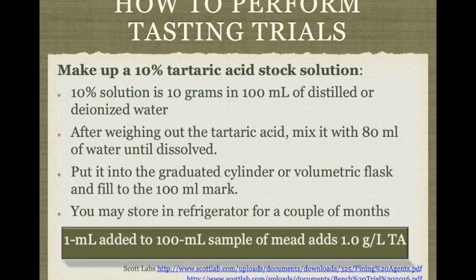And the reason why I love using a tartaric acid solution that's 10% is the math is very easy. If you pull a 100 milliliter sample of mead and add 1 milliliter of your 10% stock solution, that will be raising your titratable acidity by 1.0 grams per liter. And so that's how you can figure out how much of an addition you need to add.